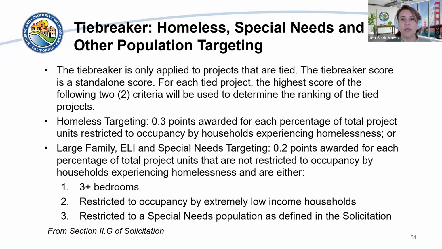0.3 points will be awarded to each percentage of total project units restricted to occupancy by households experiencing homelessness, or large family, ELI, and special needs targeting. 0.2 points will be awarded for each percentage of total project units that are not restricted to occupancy by households experiencing homelessness and are either 3 bedrooms or more, restricted to occupancy by extremely low-income households, or restricted to special needs populations as defined in the solicitation.